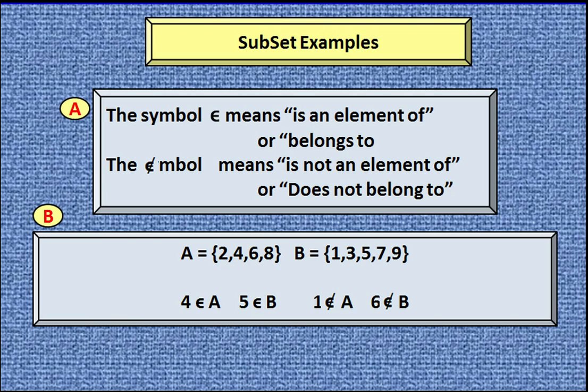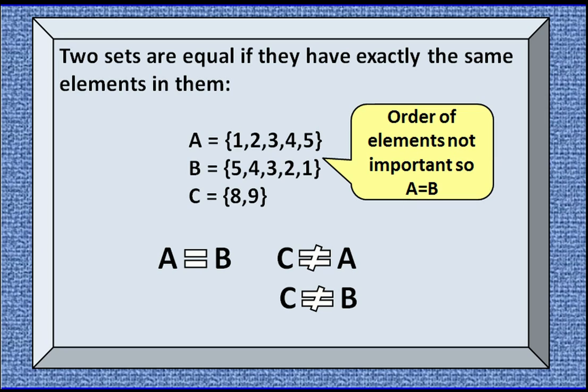As stated on the last line, 4 is a member of A, 5 is a member of B, 1 is not a member of A, 6 is not a member of B. Two sets are equal if they have exactly the same elements in them.